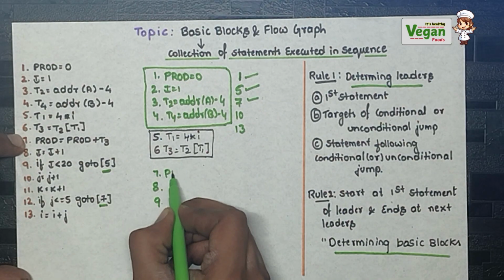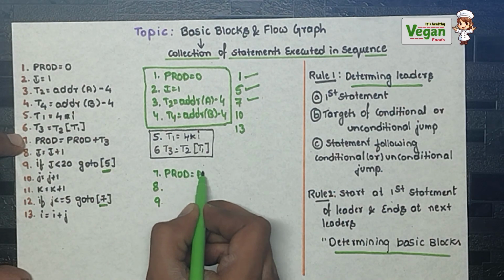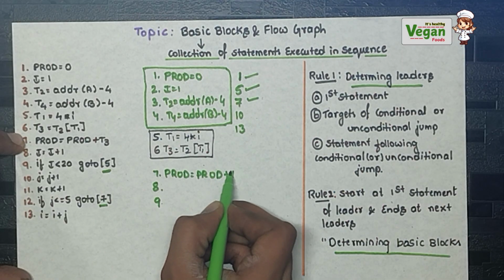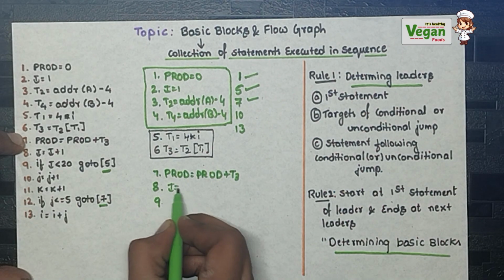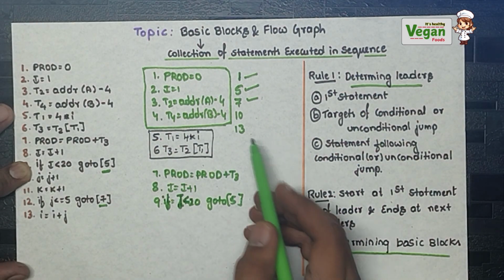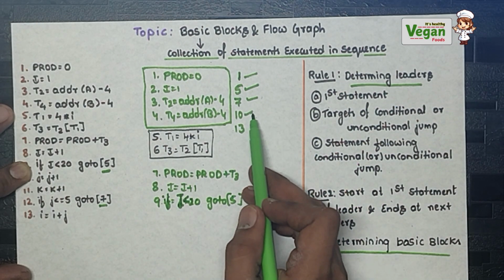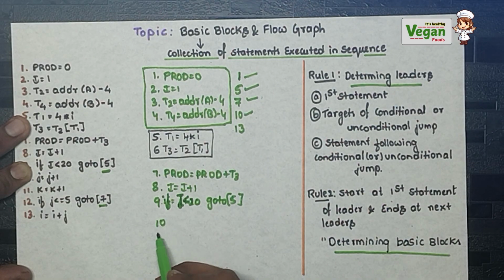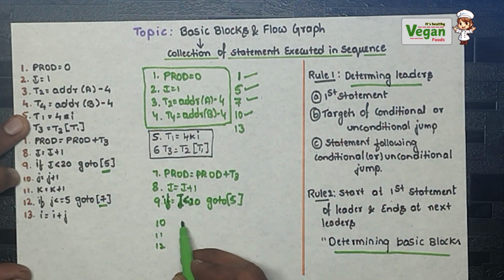The 7th is prod is equal to prod plus T3, then I is equal to I plus 1. Now we have completed up to the 9th statement. Now the 10th will be the leader, no? So 10 to 12, that is 10, 11 and 12, will be considered again.